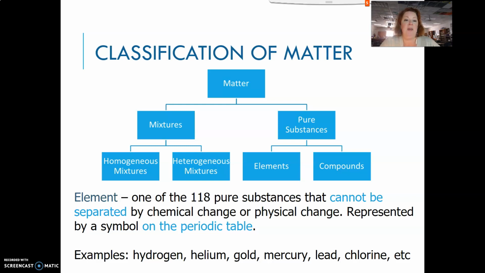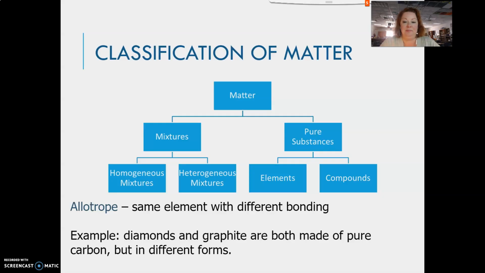So hydrogen would be a capital H. Helium, capital H, lowercase e. Gold, capital A, lowercase u. Mercury, capital H, lowercase g. Lead, capital P, lowercase b. And chlorine, capital C, lowercase l. And we could go on and on.